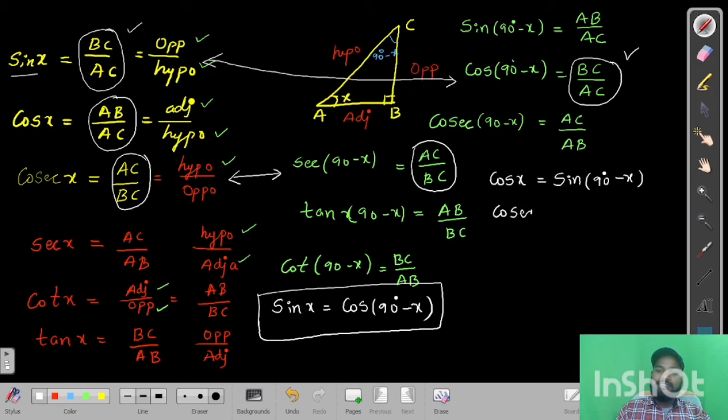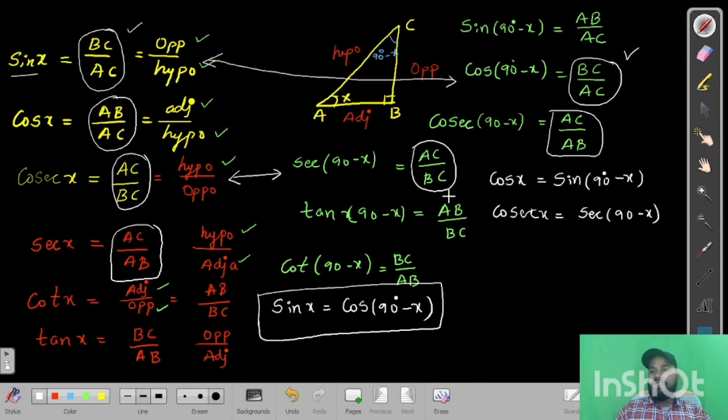So we can write cosec x as sec of 90 minus x. Understood? See here, sec x is AC by BC. Now what is the cosec x here? AC by BC. Understood?